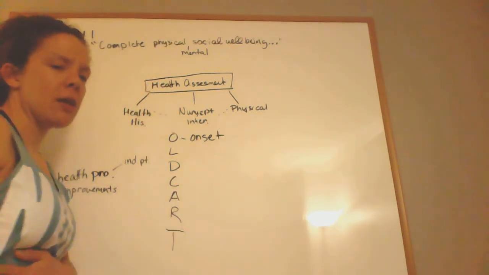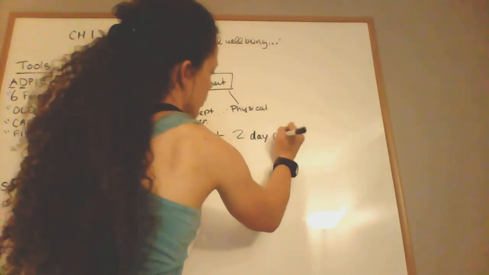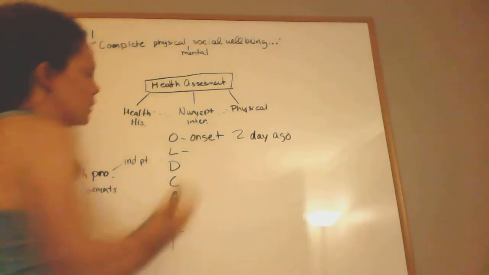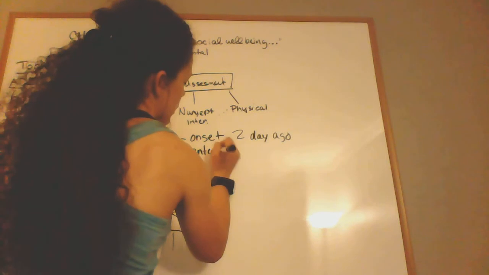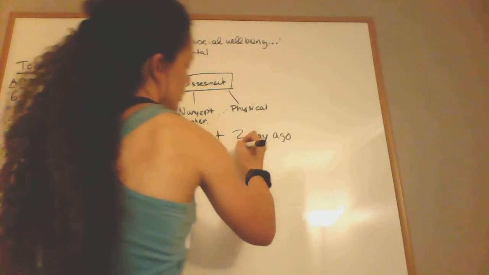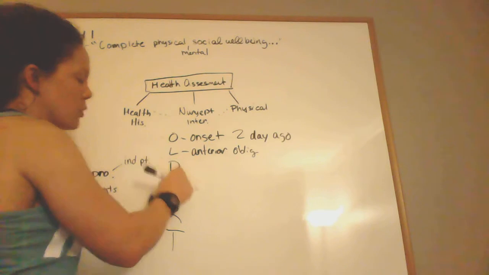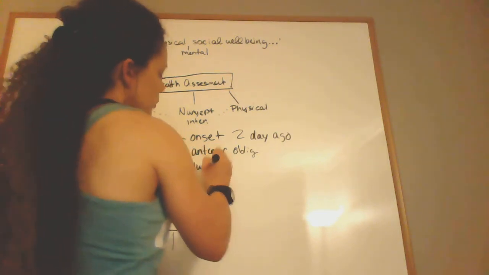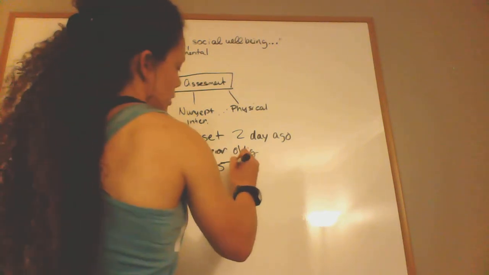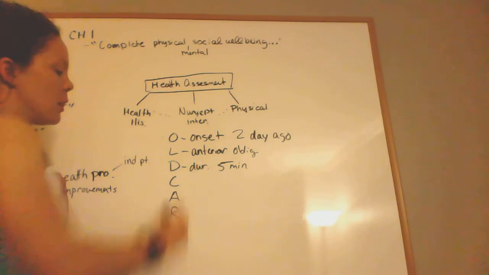I have pain on my right-hand side, and it started 2 days ago. Location: I just said it was my right-hand side, but can you get more specific? Maybe it's my anterior lumbar region. Again, we're specifying. So that's onset, location, duration: how long does it last? Maybe my pain is only 5 minutes at a time. We need to know that because that's the difference between one diagnosis and a completely other set of problems.